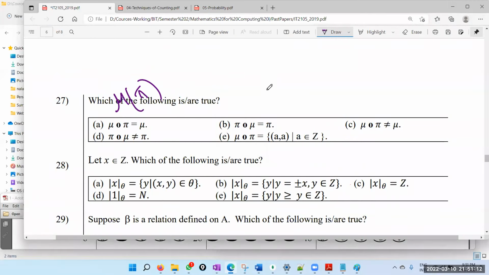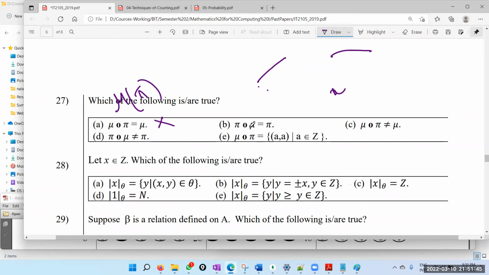Say I am adding 2, I am subtracting 2. So that means I am getting to the same value. Same value means x to x. If you start with 5, 5 goes to 10 and 10 again goes to 5, you are coming back to the same thing. So this is not mu then. Right? So this is not mu.